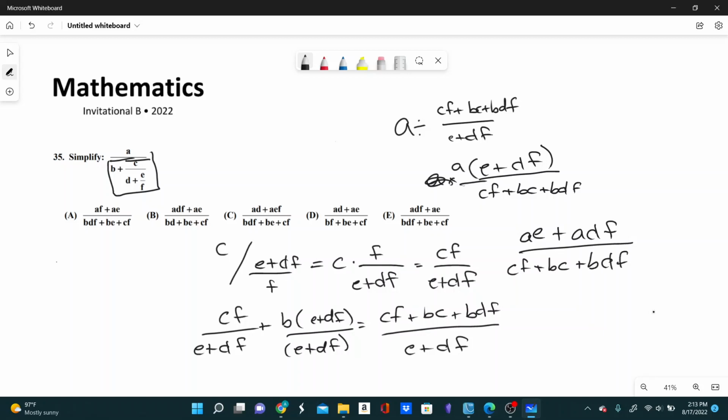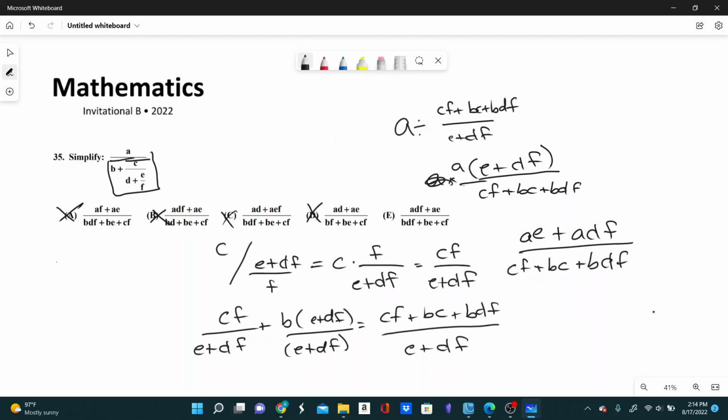We just have to see which one of these answers matches it. So I think, let's see. Okay, let's just use process of elimination. So we have an ADF in the numerator. So let's just cross out all the ones that don't have an ADF. So it's not D, it's not C, it's not A. So which one of these is different? So this one doesn't have a BDF. So it should be E, but let's just double check. AE plus ADF, and then a CF, and then a BC. We don't have a BC, but we have a BDF. So I think I made a slight error somewhere along here. Let me see if I can find it.